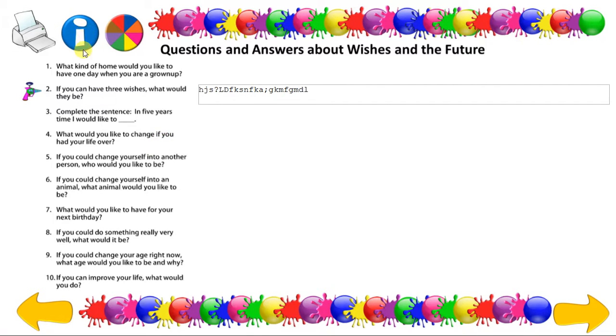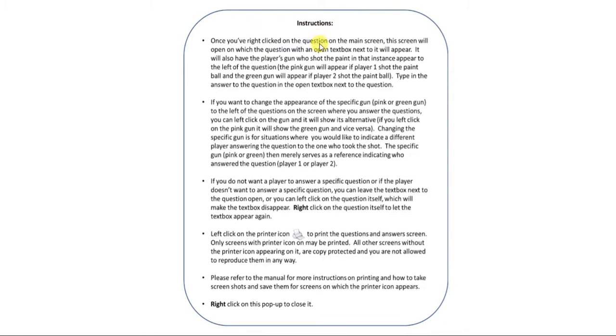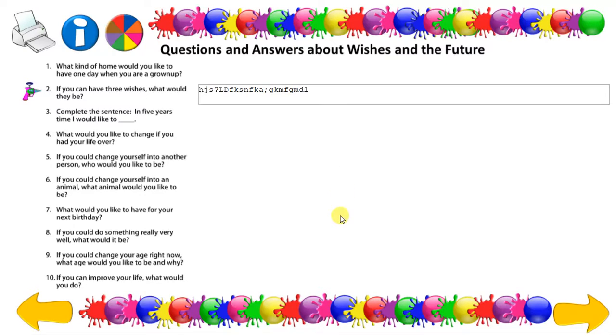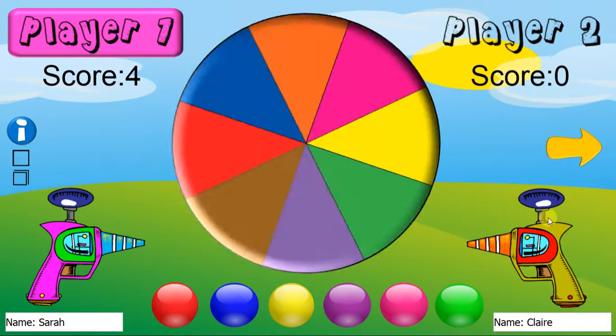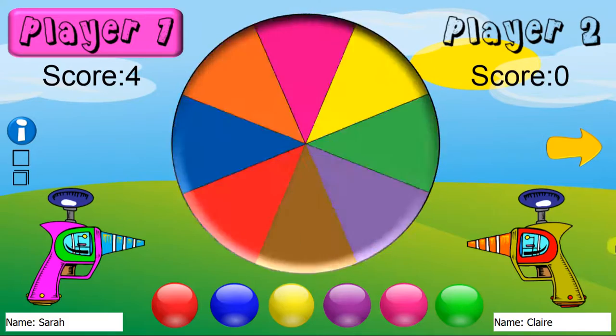Right, your instructions with regard to this specific page are available when you click on this icon. And now you can read through the different instructions. It will tell you exactly what you need to do on the page where the text boxes appear. Right click on this pop-up to close it. Right, and it goes back to your questions page. Now you just click on the wheel and that will set you back to the main page.